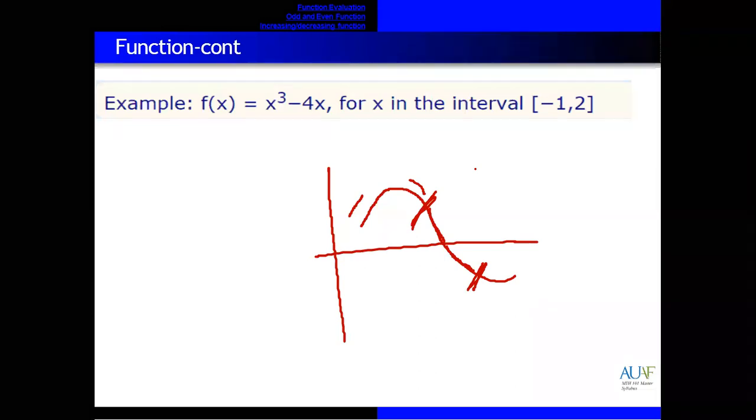Which price? Wait. It's the last time here, sorry.